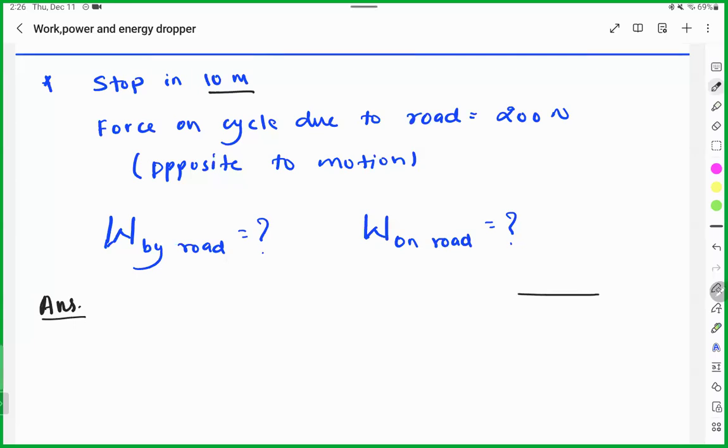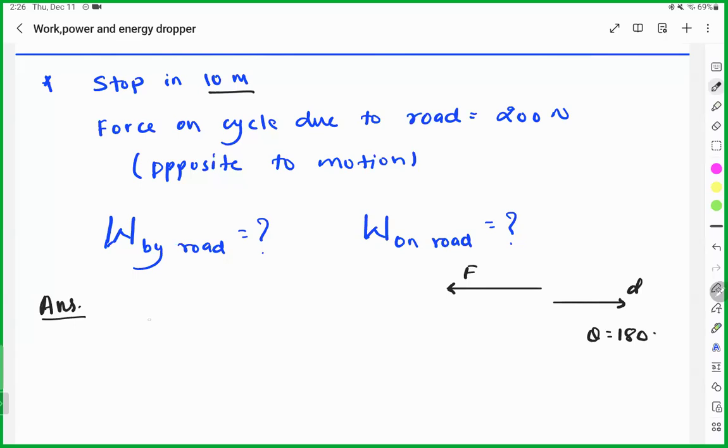If you are applying force in the backward direction, but the body is moving with displacement in this direction, this is force, this is displacement. What is the angle between them? 180. What is responsible for stopping the cycle? Frictional force. So this is frictional force. Understood?